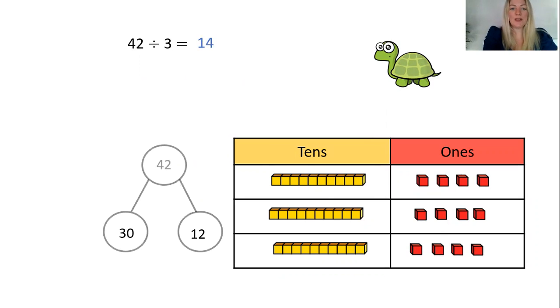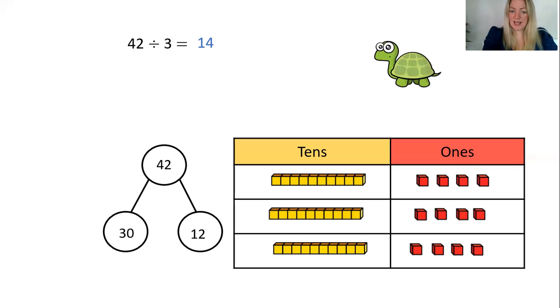Let's just recap what we did. If we partition 42 into tens and ones, then we have 40 and 2. 40 and 2 are not easy to divide by 3. So instead, we exchanged one of the tens for 10 ones.